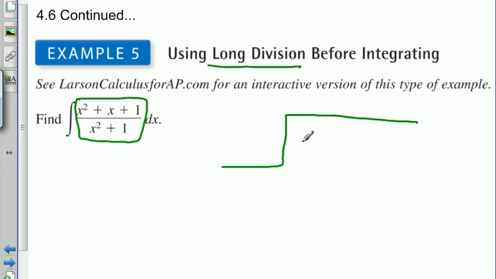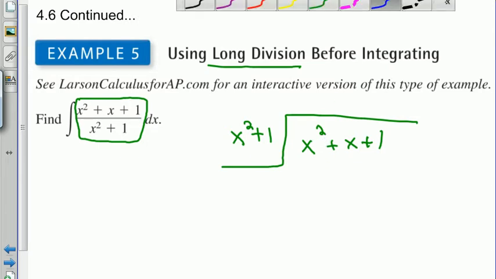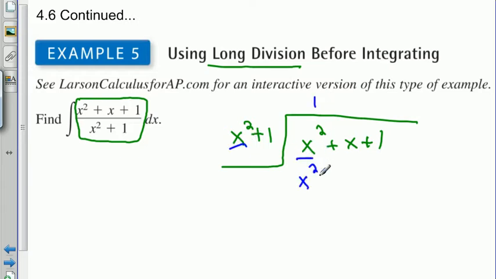So let's divide x squared plus x plus 1 by x squared plus 1. I'm not going to go really slow here. I'm going to assume you know your long division, and if you don't, you're going to have to work with me or just Google it and take a quick look at long division of polynomials. X squared into x squared one time. That gives us x squared plus 1 when we multiply this by this.